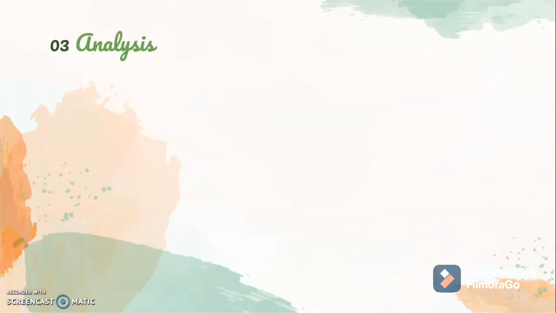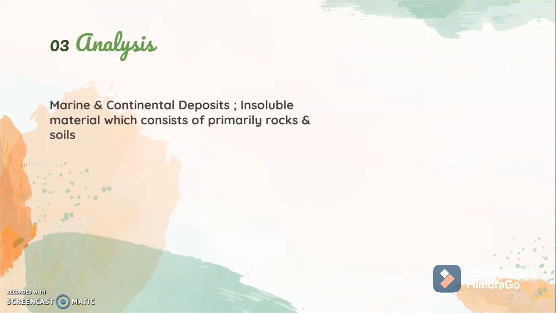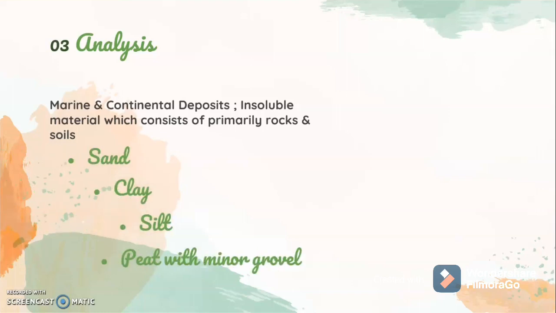So what is this marine and continental deposit? It is insoluble materials which consist primarily of rocks and soil. There are also other substances including sand, clay, silt, and peat with minor gravel.